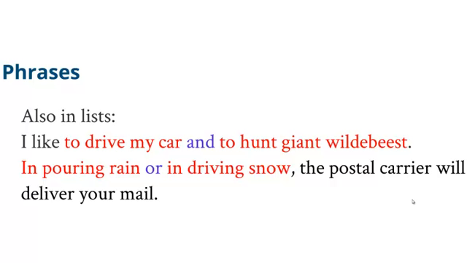So for example, I like to drive my car and to hunt giant wildebeest. Here we have two infinitive phrases, to drive my car and to hunt giant wildebeest, and it's connected by the word and. In the second sentence, in pouring rain or in driving snow, the postal carrier will deliver your mail. Here you have the word or connecting two prepositional phrases. A phrase is any group of words that goes together but doesn't contain a subject and verb. A clause, on the other hand, does contain a subject and verb, and we're going to talk more about those as we progress through the term.